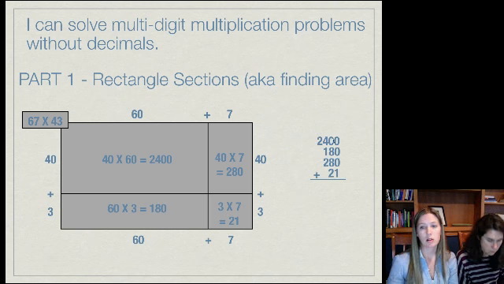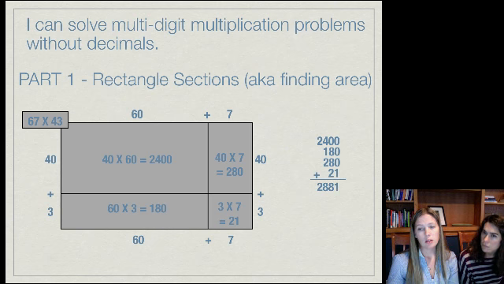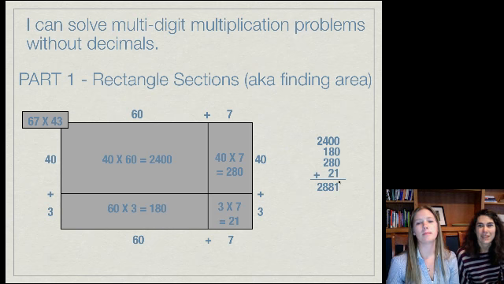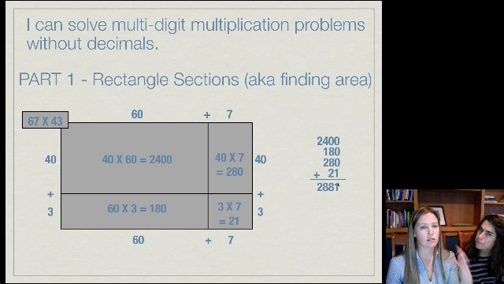So we take our 2400 plus 180 plus 280 plus 21. I just took my answers here, added them all together, and you get 2,881. Yes. So that is the rectangle sections, and I believe they teach you this way in 4th grade too, so it shouldn't be a surprise. It shouldn't be brand new to you. It probably just needs a little refresher.